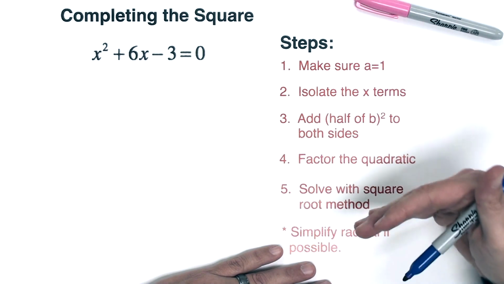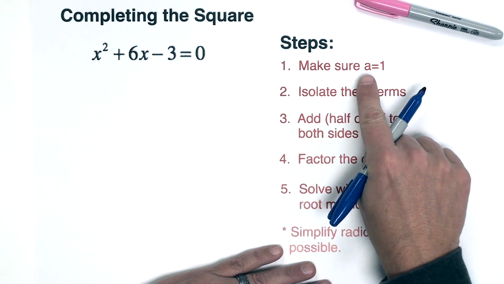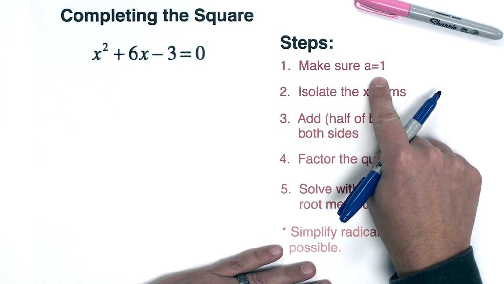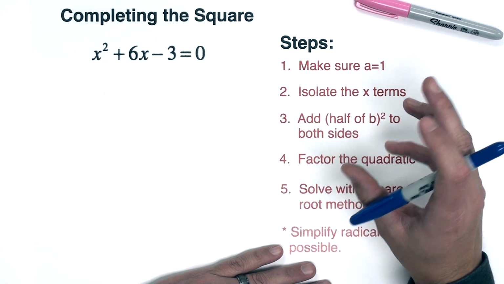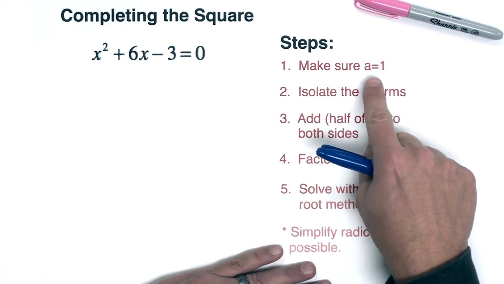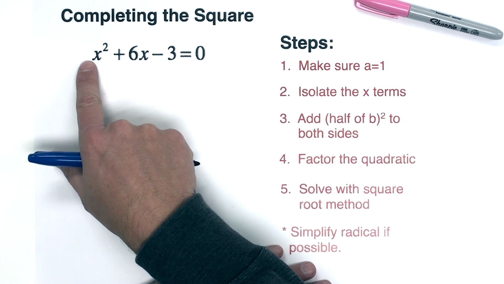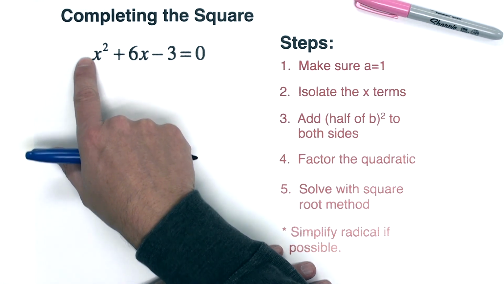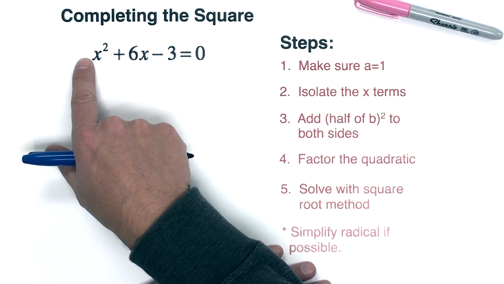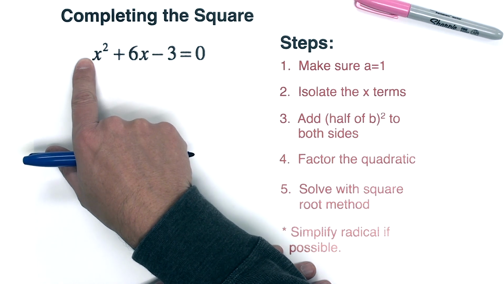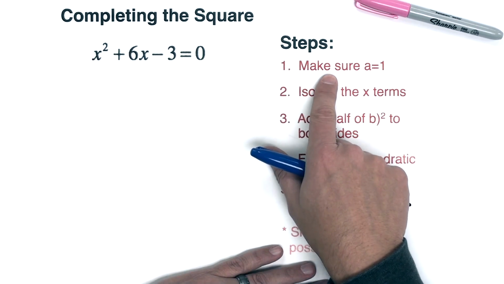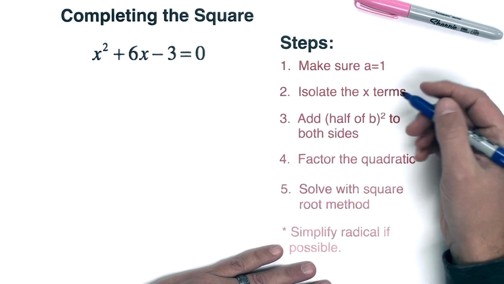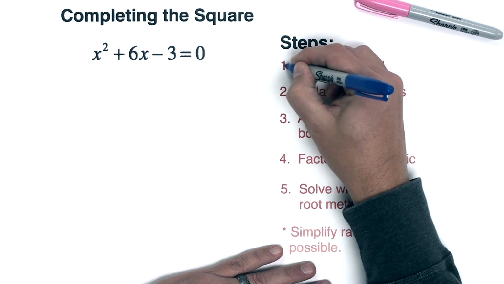And so here are the steps. The first thing I'm going to do is make sure that I've got an a value of 1. If you're in this video, you should be familiar enough with the quadratic expression to know that a is the coefficient in front of x squared. I want to make sure that's a 1 in front of the x squared, and if it's not, I'm going to make it 1. The last two examples of this video have examples of that. But for this example, a is 1, so I can check that step off.